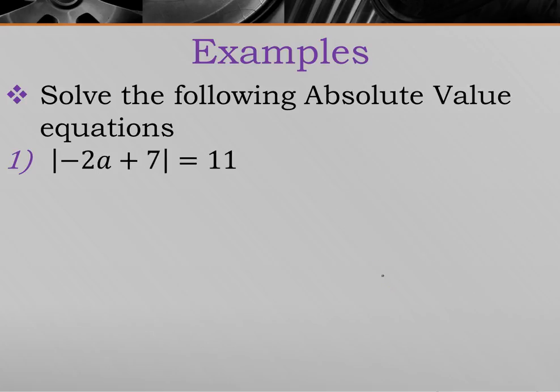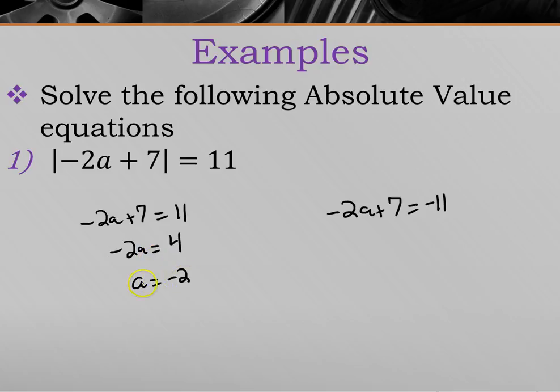So we want to solve this one. Again, the inside expression does not change. I don't care if there's a negative here, that's fine. It's negative 2a plus 7 equals 11, and negative 2a plus 7 equals negative 11. So we now need to solve these equations. We subtract 7 from both sides. Negative 2a would equal positive 4. We divide by negative 2. A equals negative 2.